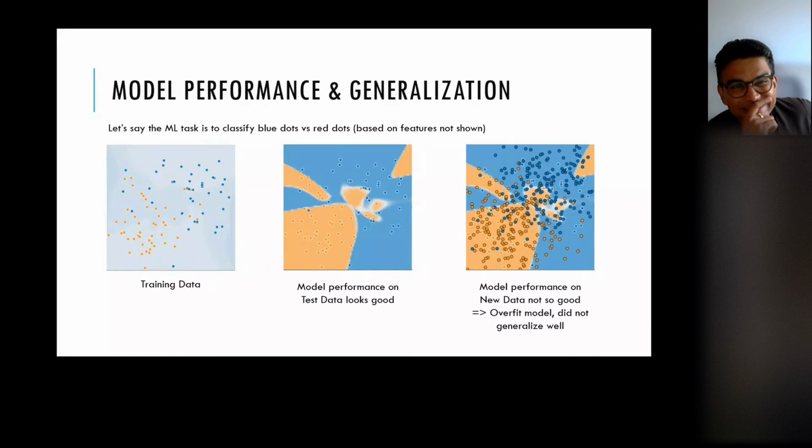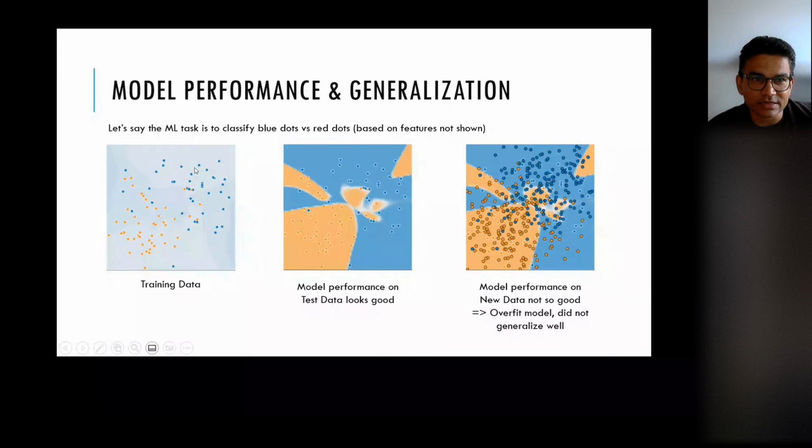Okay, so this is model performance and generalization. This is a very important concept here, so I want to just spend a couple of minutes here. Let us say the ML task is to classify blue dots and these red dots, or yellow dots.